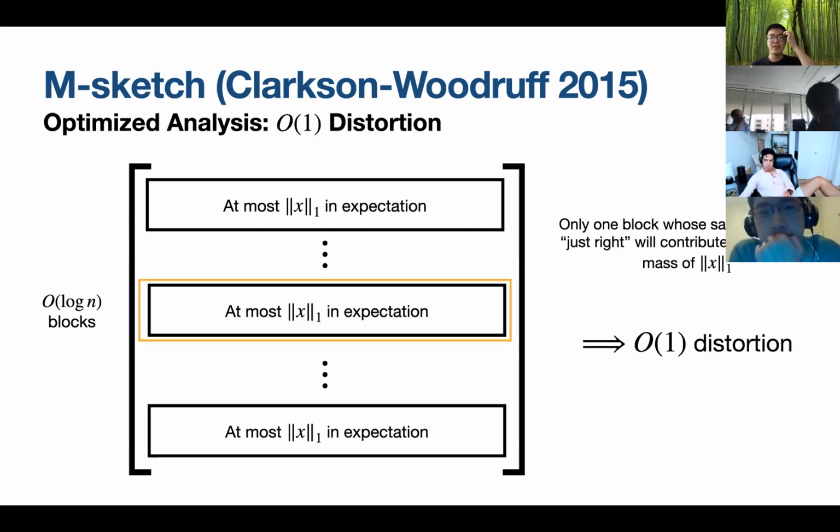If you put these together, what you see is that only one block whose sampling rate is just right, around 1 over the sparsity, will contribute an expected mass of the 1 norm of x. And this is the idea needed to get O of 1 distortion. Yeah, Pravesh, is that a question? No. Okay, cool. Any questions up to here?